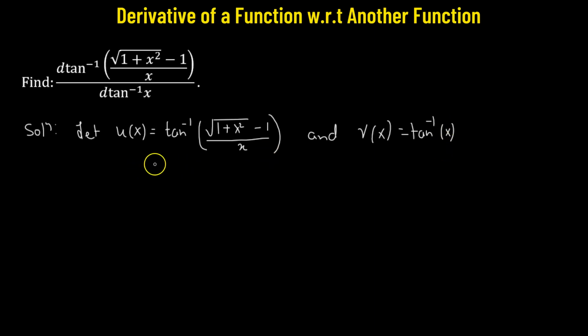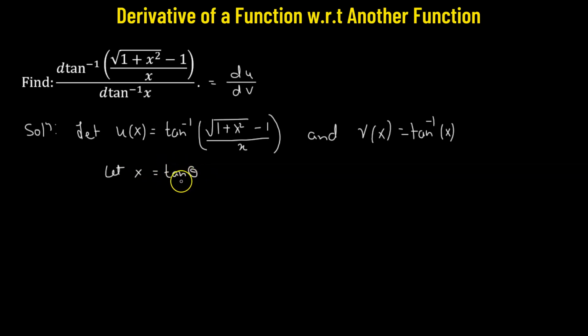So all we have to do is find the derivative of u with respect to x and the derivative of v with respect to x. This will be equivalent to finding du over dv. Okay, let's begin. Here we'll have to make another assumption in order to simplify u of x. Let x be equal to tangent of theta.